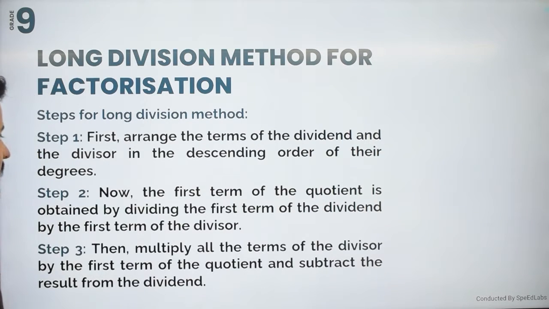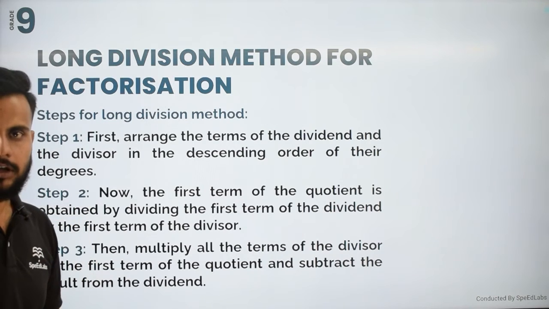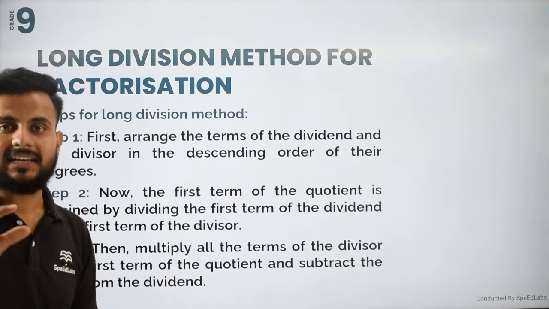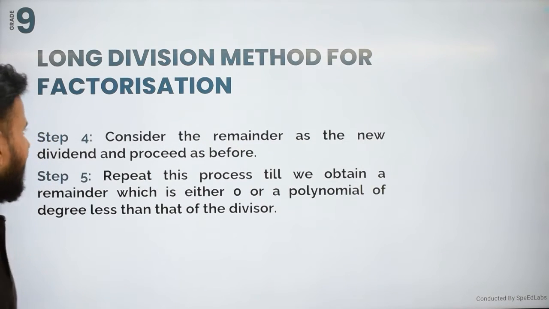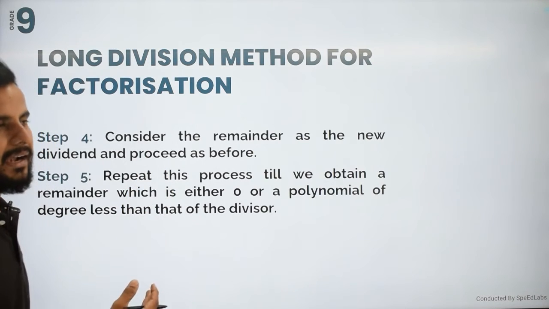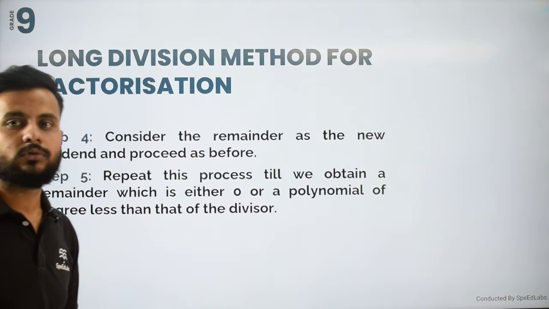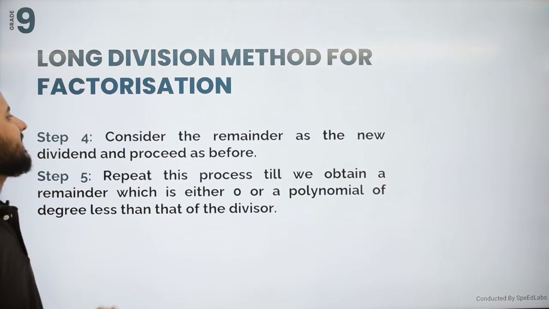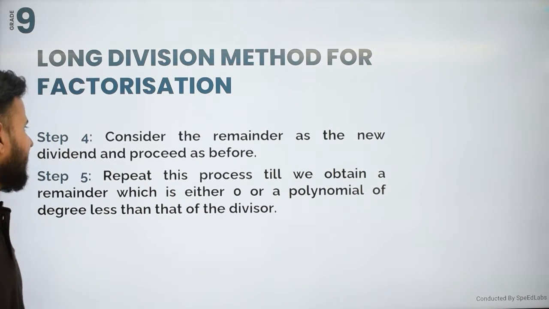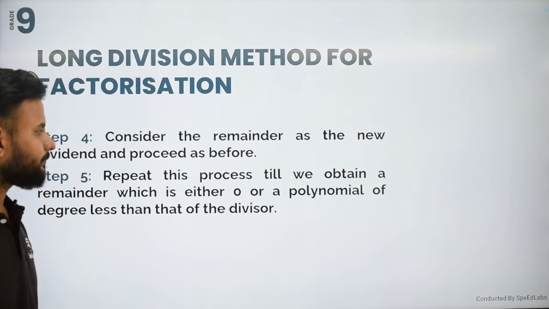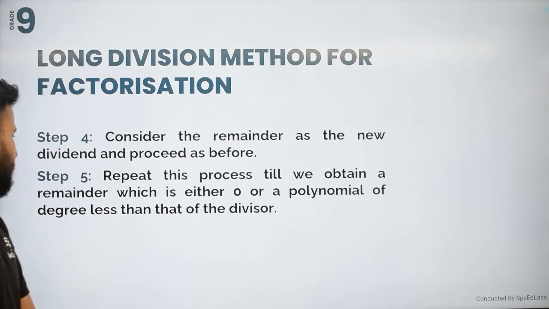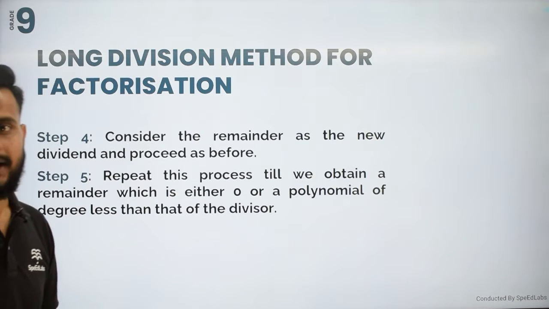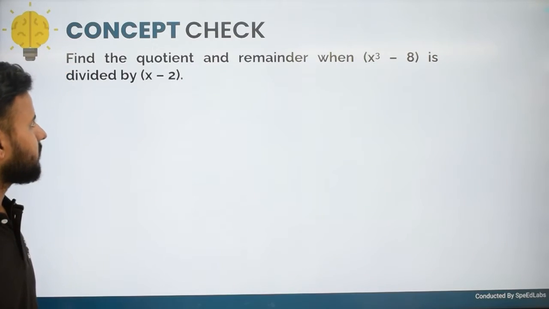Once we got the coefficient, we will multiply the whole divisor by it and write down the terms under the dividend. Then we find the remainder, take down the remaining terms, and consider the remainder as the new dividend and proceed as before. We repeat this process until we obtain a remainder which is either 0 or a polynomial of degree less than that of the divisor. So this is how the method works.